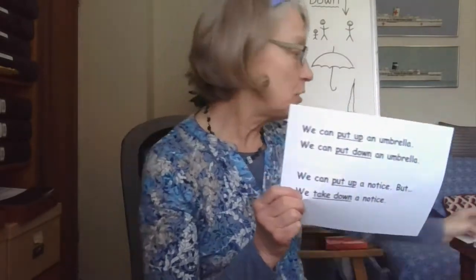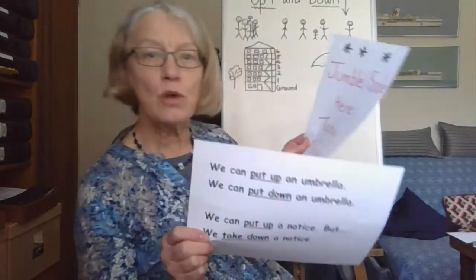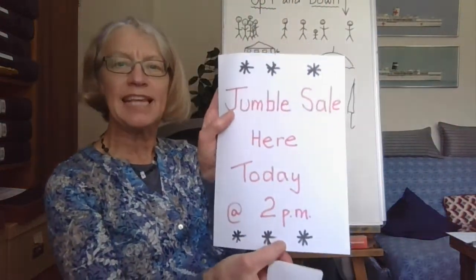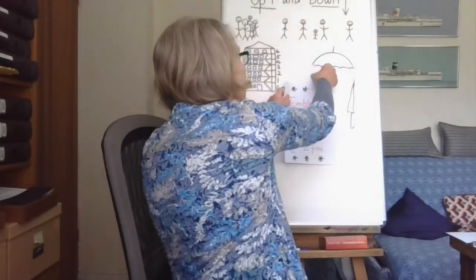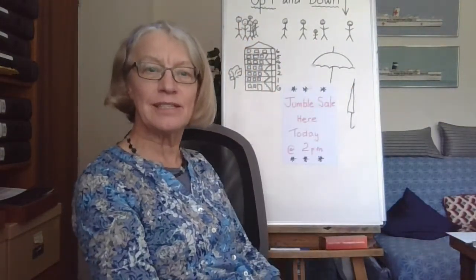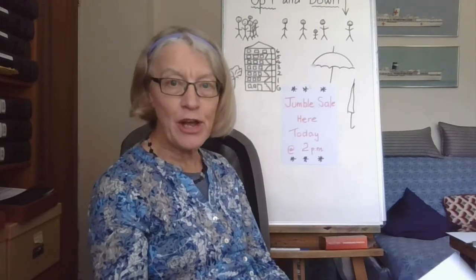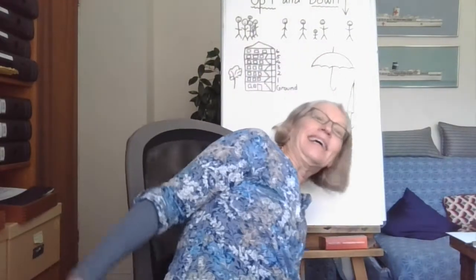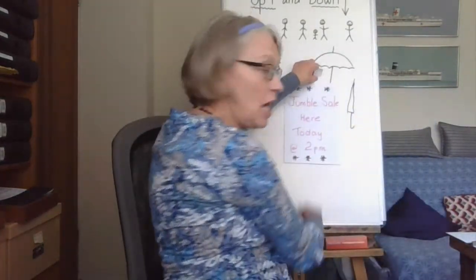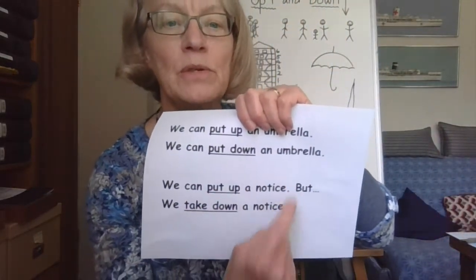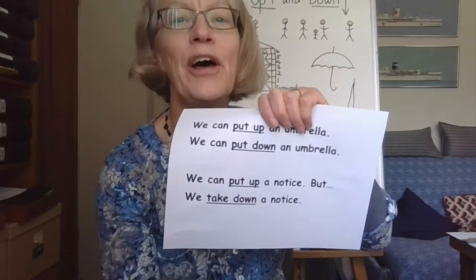Something else we can put up, if we've got a notice about something that's going to happen. Here's a notice. It says jumble sale here today, 2 p.m. I can put up a notice. I've put up a notice on the board. I could put up a notice on the wall. But we don't put down a notice. We take down a notice. So we put up a notice and we take down a notice. There it is. We can put up a notice, but we take down a notice.